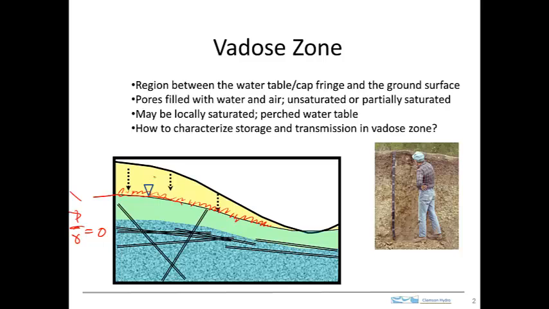I think for our purposes, it doesn't really matter. It starts at the ground surface and it goes down to somewhere in here, and the specific lower boundary doesn't really matter. For the most part, the pores in the Vadose Zone are filled with water and air. They have both phases, so they're unsaturated or partially saturated. Although there could be zones where the water is locally saturating the pores. These would be a perched water table, perhaps. And so what we're going to be interested in is how to characterize the storage of water and the transmission of water through the Vadose Zone.